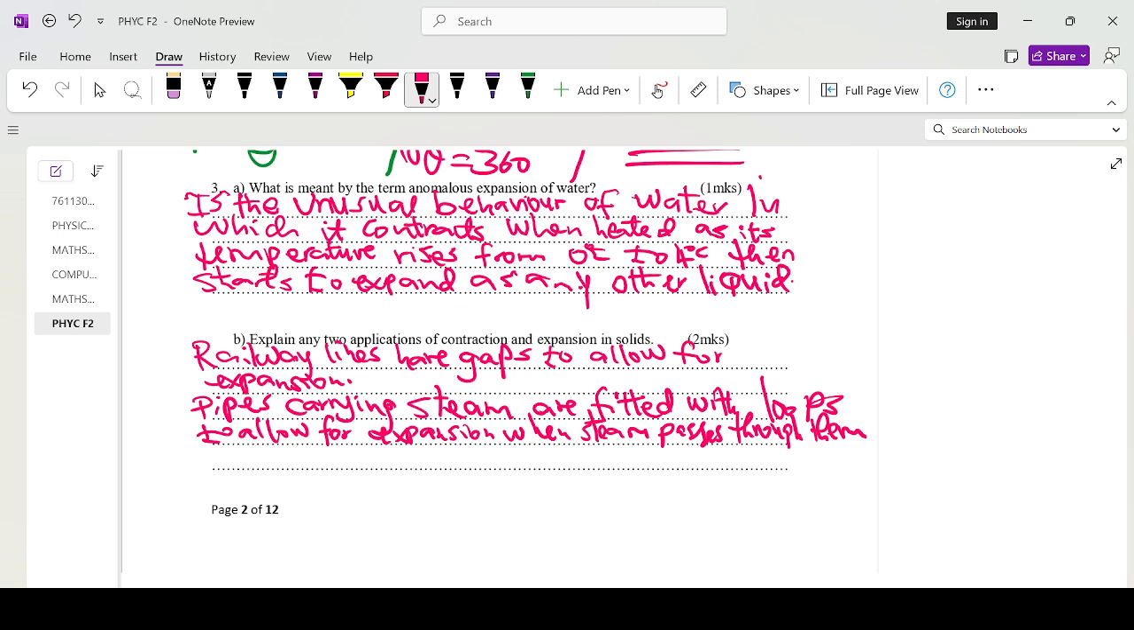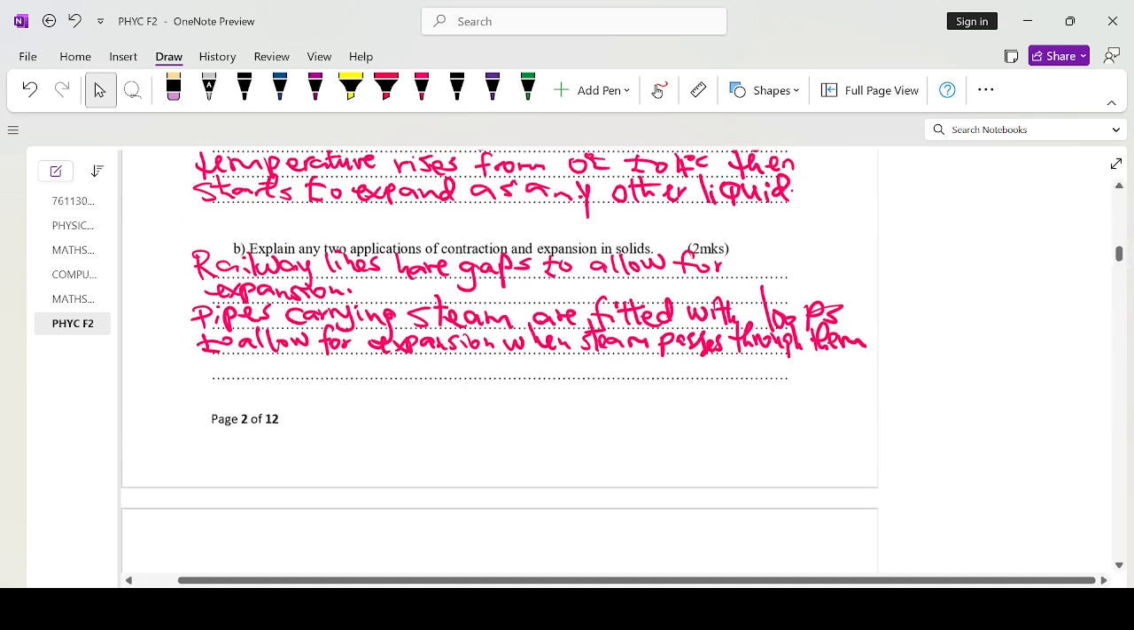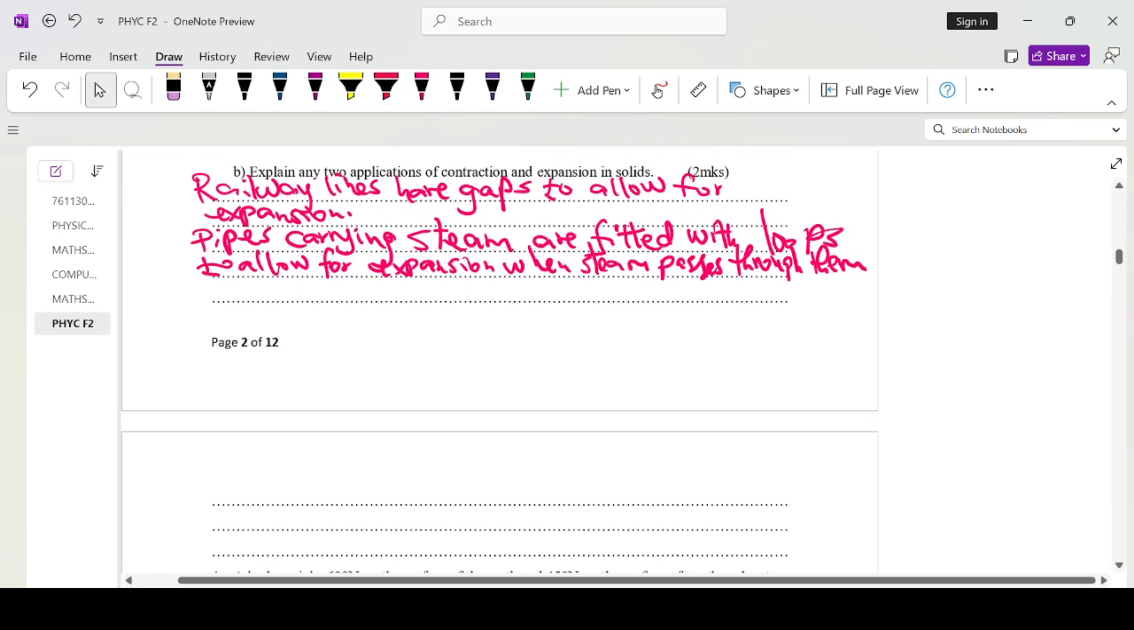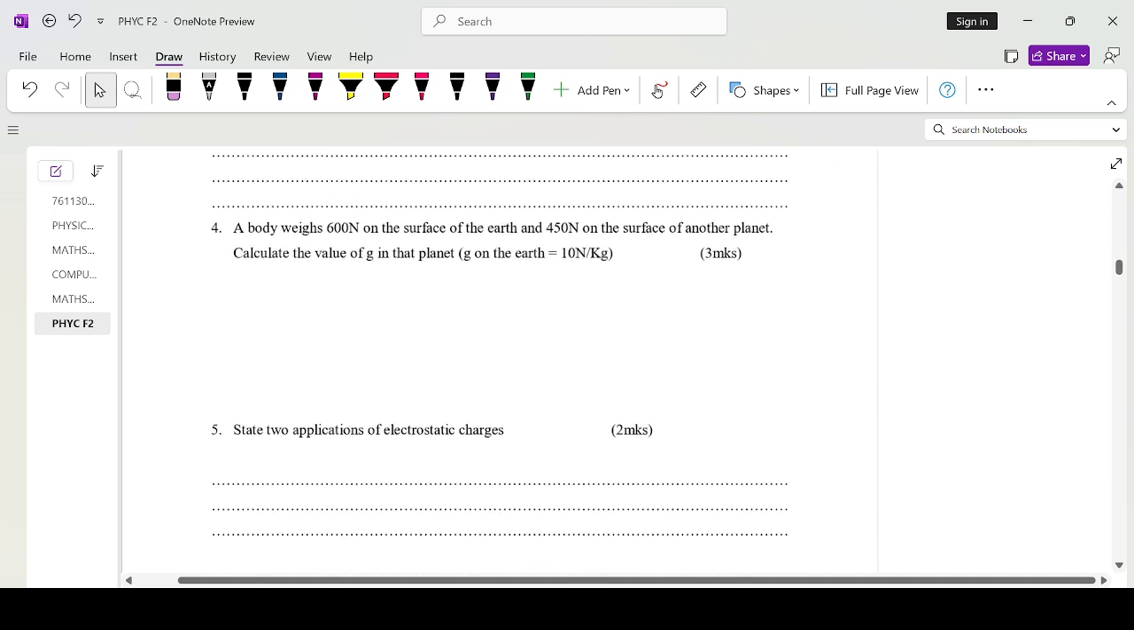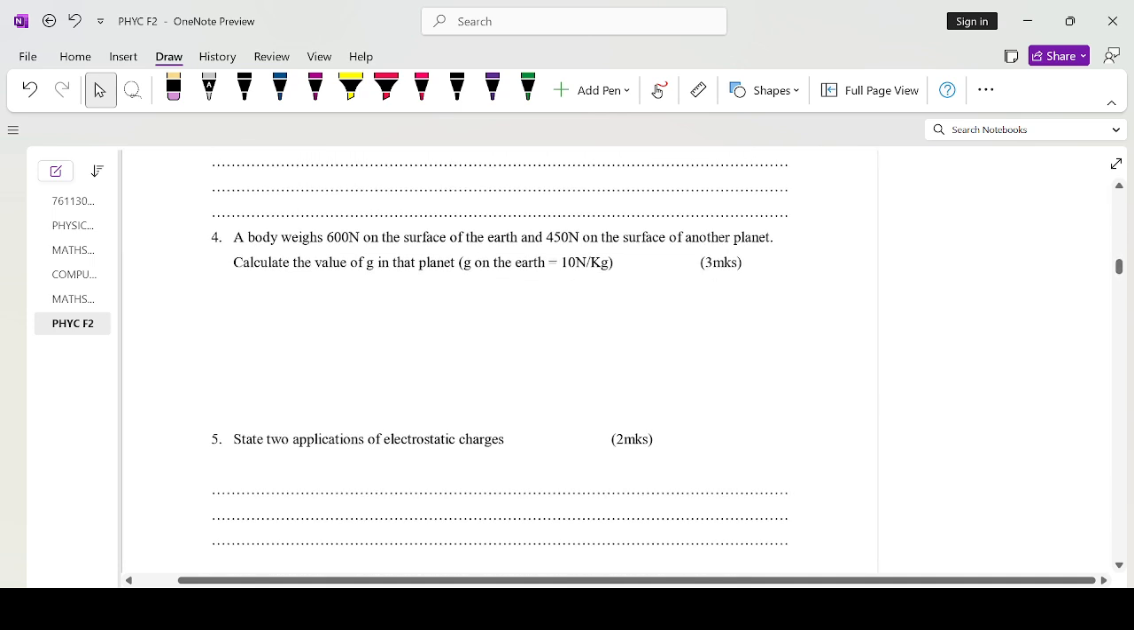They just wanted any two. There are so many literally, but those are some of the few. A body weighs 600 newtons on the surface of the Earth and 450 newtons on the surface of another planet. Calculate the value of g on that planet.